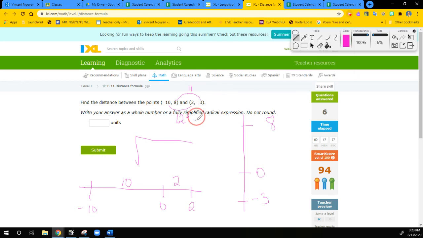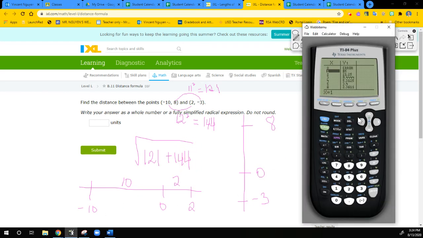So 12 squared is 144. And then 11 squared is going to be 121. I know these numbers. You can check your calculator if you don't know them by heart. I know them by heart because I work with them too much already. So 121 plus 144. Now I do want to add these using my calculator. 121 plus 144, and then see if I can simplify 265.